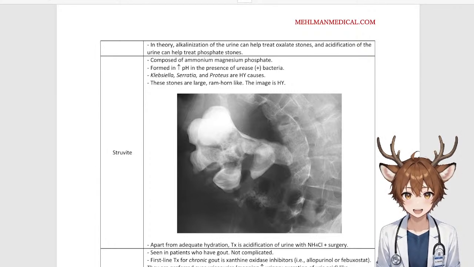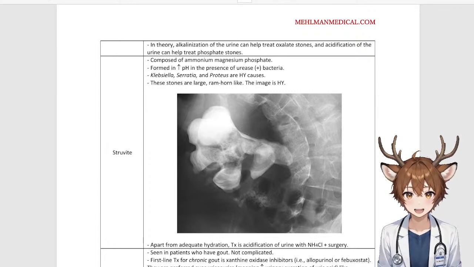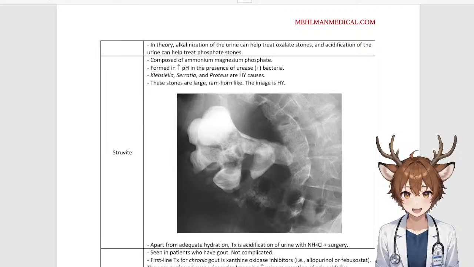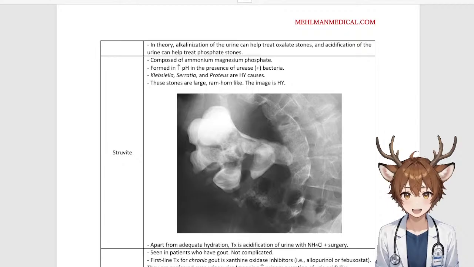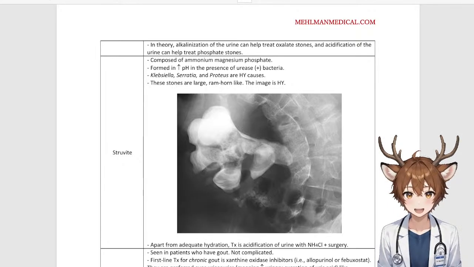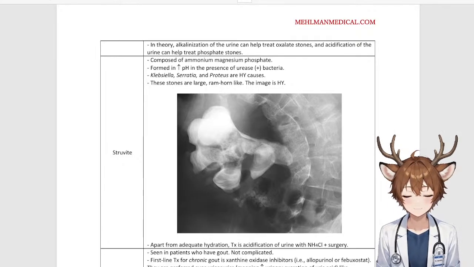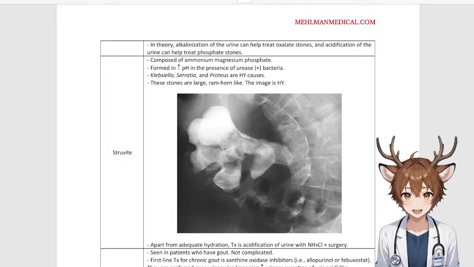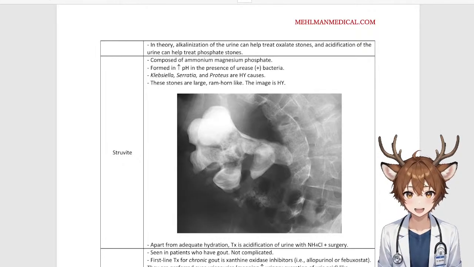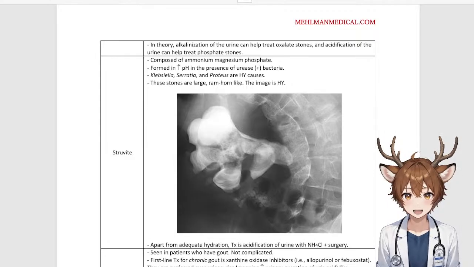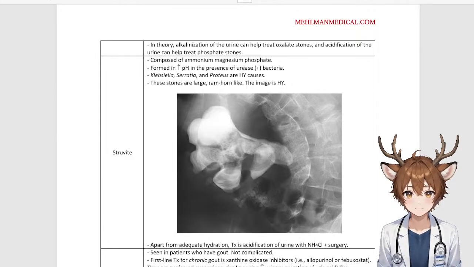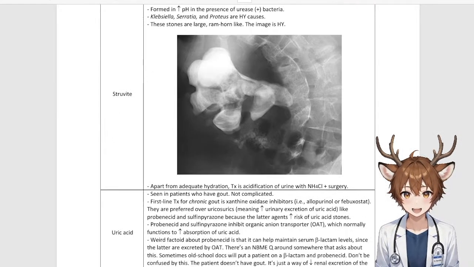What about struvite stones? Composed of ammonium and magnesium phosphate, formed in elevated pH in the presence of urease plus urease-positive bacteria. Klebsiella, Serratia, and Proteus are high-yield causes. These stones are large, ram horn-like, and the image is high yield. Struvite stone, okay? Apart from the adequate hydration, treatment is acidification of urine with ammonium chloride plus surgery. NH4Cl plus surgery, okay.